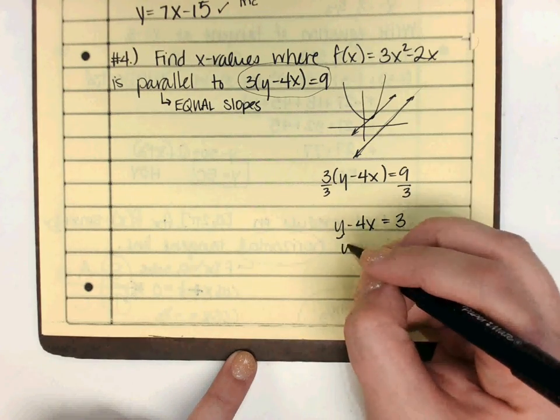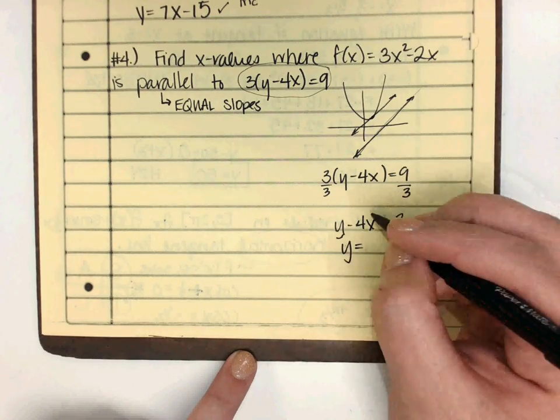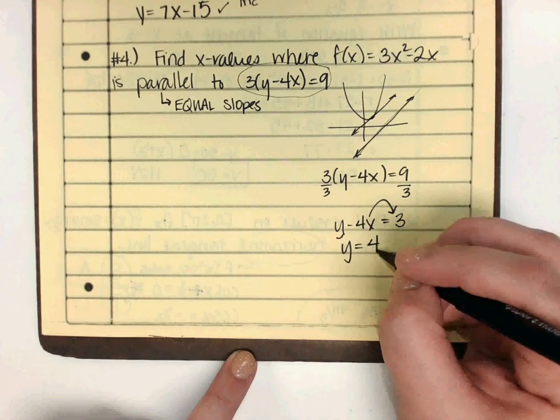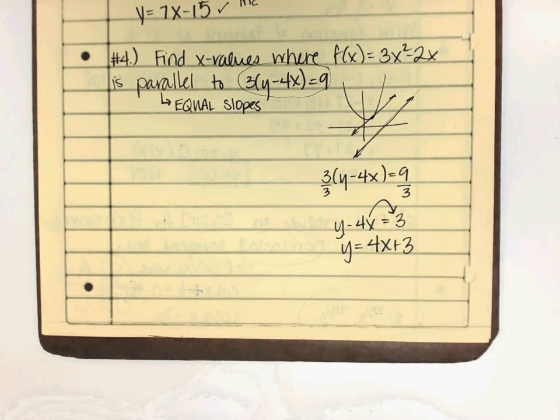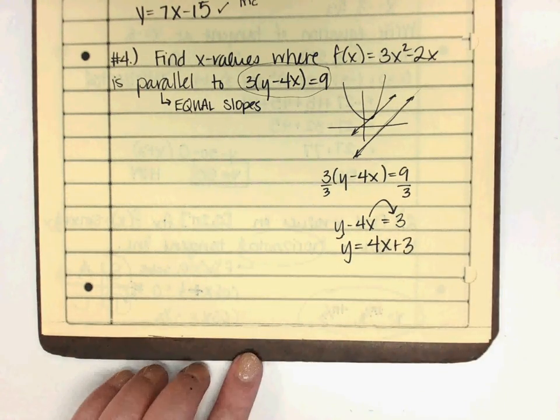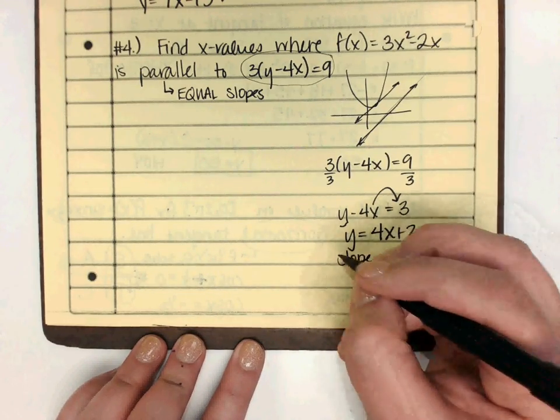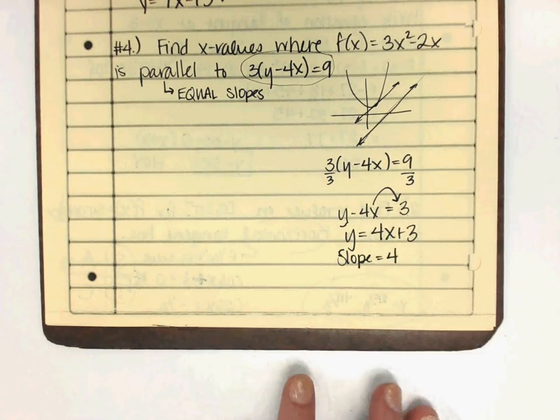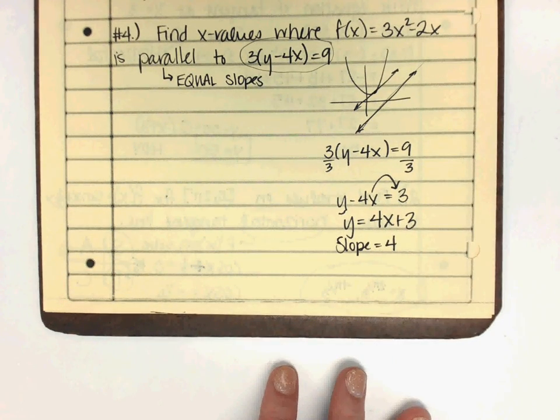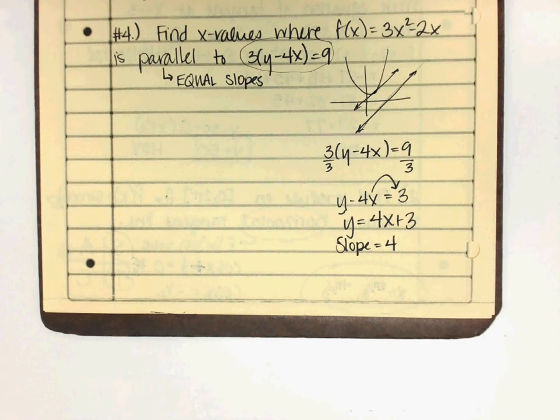Get y by itself. Add the 4x, so it's 4x plus 3. So far, so good? Okay, what's the slope of that line? The slope is 4. Now, quick point here: if you took the derivative of 4x plus 3, what would you get? 4. So you can think about y equals mx plus b if you like that better, or just take the derivative. They give you the same answer.